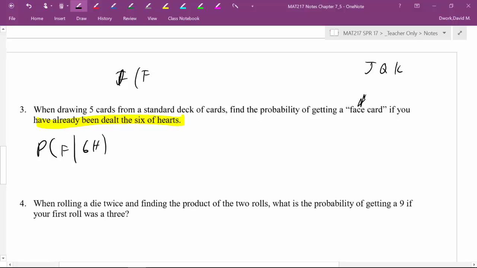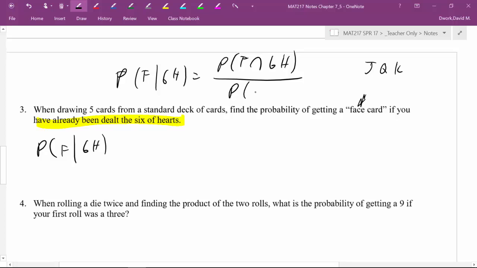Because remember, we could use the formula, which says we have options. We could do the probability of getting a face given the 6 of hearts. This is equal to the probability of getting a face and the 6 of hearts divided by the probability of just getting the 6 of hearts. So you could do these 2 problems individually and answer this question, or you can just do this single problem and answer the question. And I think we have enough to be able to do it this way.